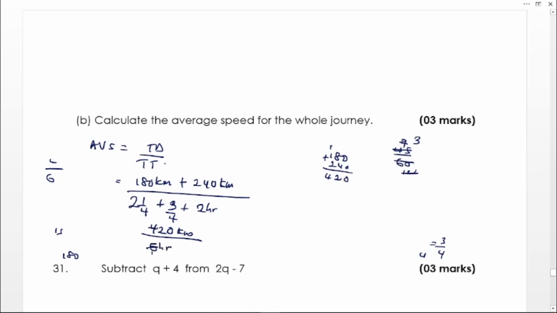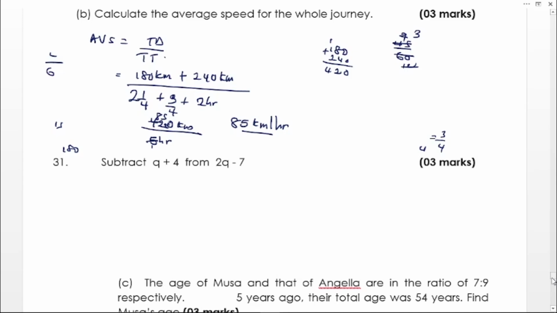How many 5s are in 42? There are 8. Remainder 2. How many 5s are there? There are 5. So we get 85 kilometers per hour. So that was the motorist's average speed.